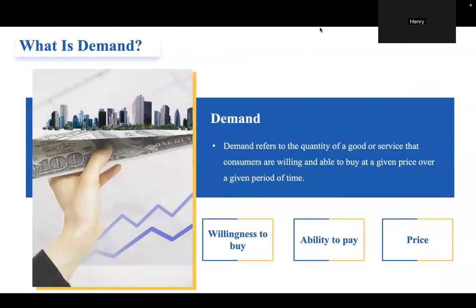Now, the definition of demand is the quantity of a good or service that consumers are willing and able to buy at a given price over a period of time. There are three key components in this definition. One, willingness to buy. Consumers must actually want the product. Two, ability to pay. Consumers must have sufficient income or purchasing power. Three, price. Demand is always considered in relation to price. If any of these are missing, there is no effective demand.